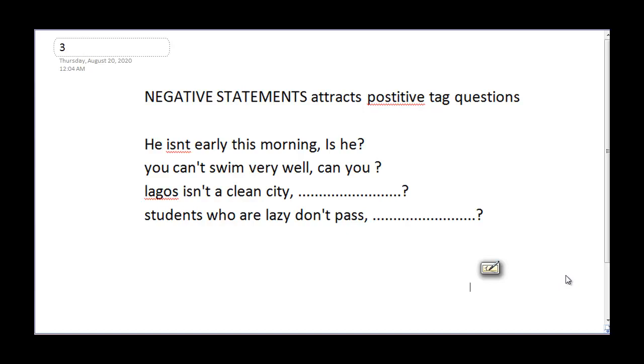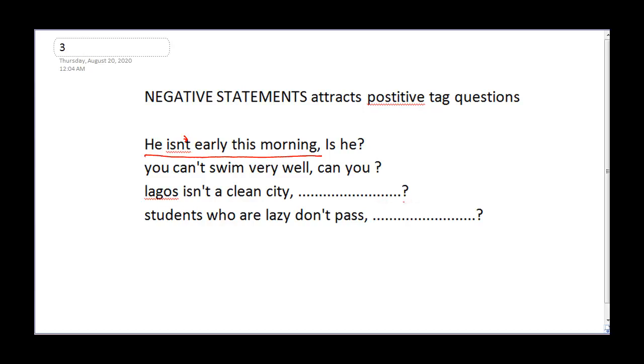It says, he isn't early this morning. Now, notice, it's a negative statement. Why is it negative? Because we have isn't, is not. You get it? So, he isn't early this morning. Now, it carries what? Positive tag. Is he?